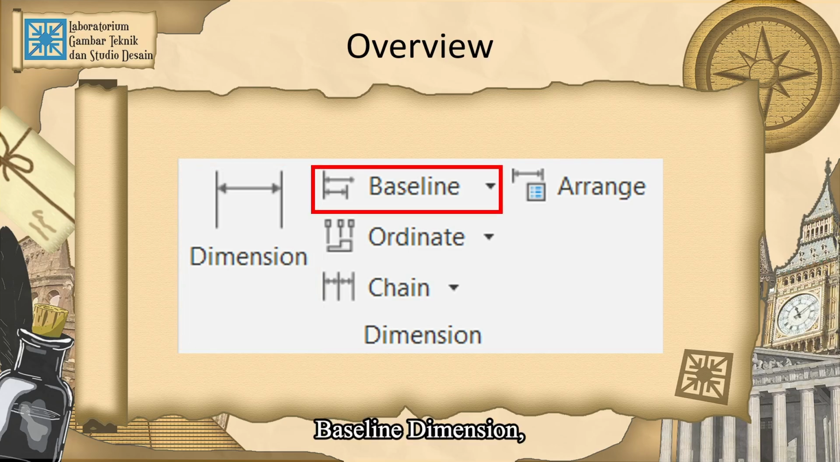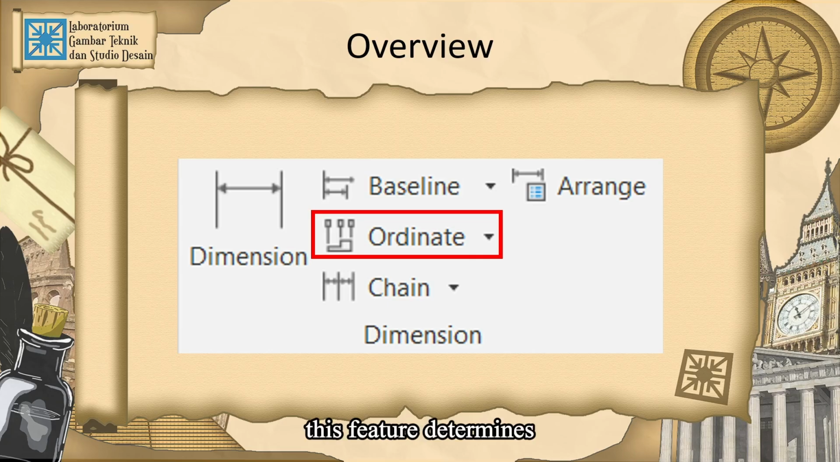Baseline dimension. This feature automatically determines the dimensions between one origin point and the selected reference lines, displayed in a ranged manner at different levels from the closest to the furthest. Ordinate dimension. This feature determines the position of a point by referring to the origin point marked with a value of 0.00 mm.